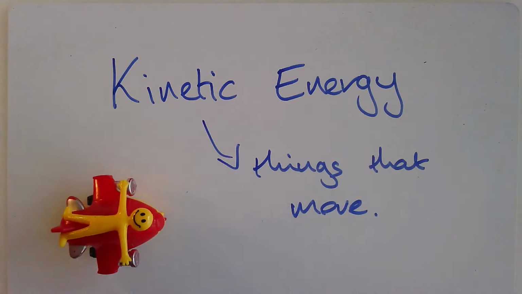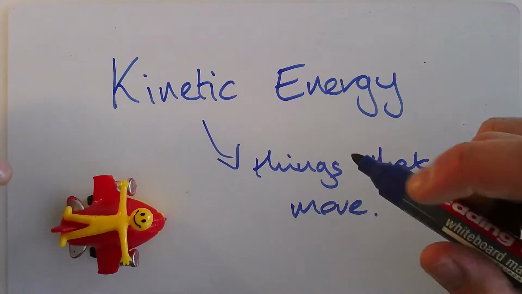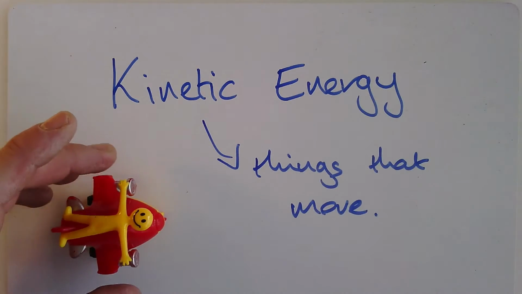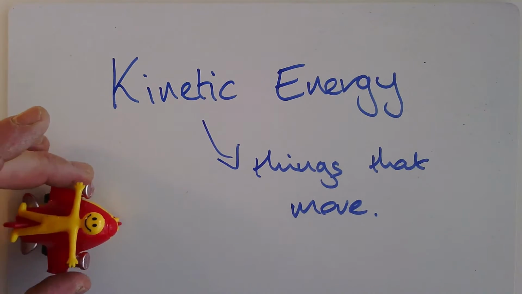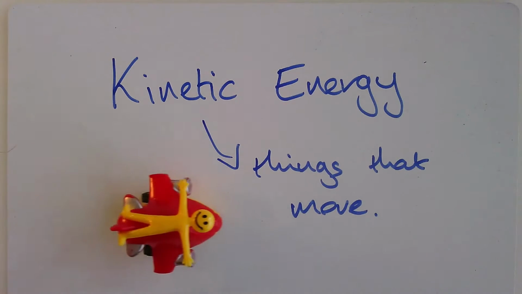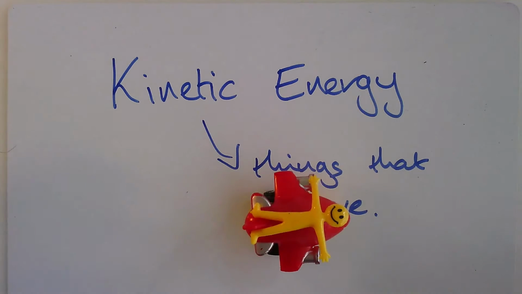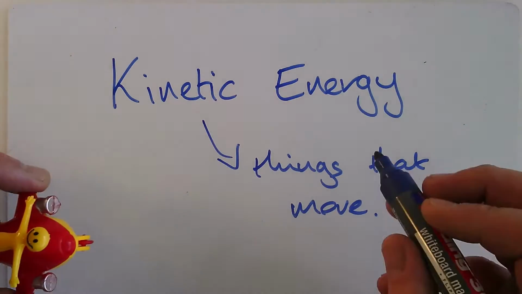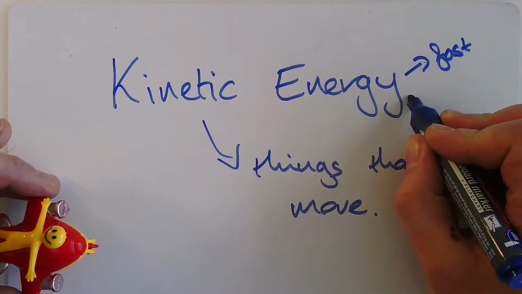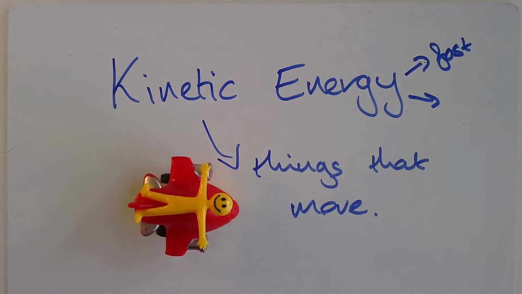Now, there's two things that affect how much energy or kinetic energy a moving object has. One thing is how fast it's going. Well, that's really slow, isn't it? Try that again. So he didn't have a great deal of kinetic energy then because he wasn't moving very fast. So the two things, how fast he's going, and the other thing that affects how much kinetic energy an object has is how heavy that object is.